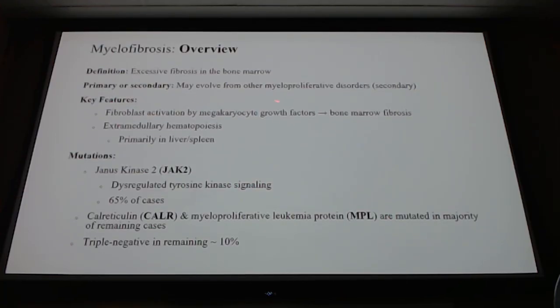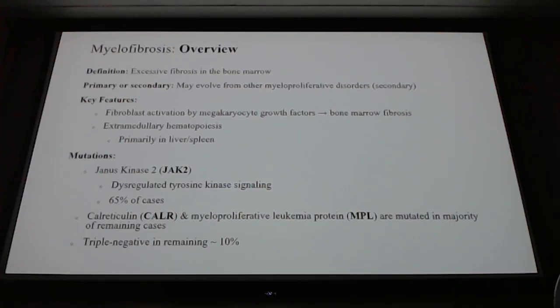So you have these megakaryocyte growth factors causing bone marrow fibrosis. Megakaryocyte, what's that, a precursor for what? For platelets, right? So that's going to be causing this excessive bone marrow fibrosis, right? The healthy tissue is being replaced with the scar tissue.